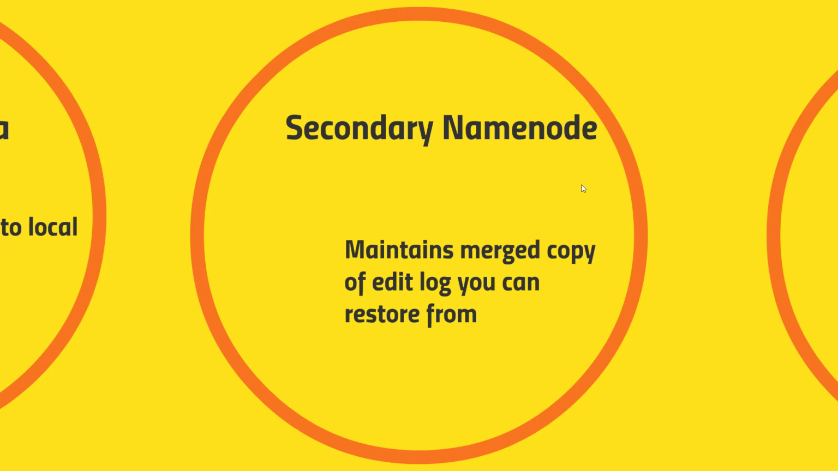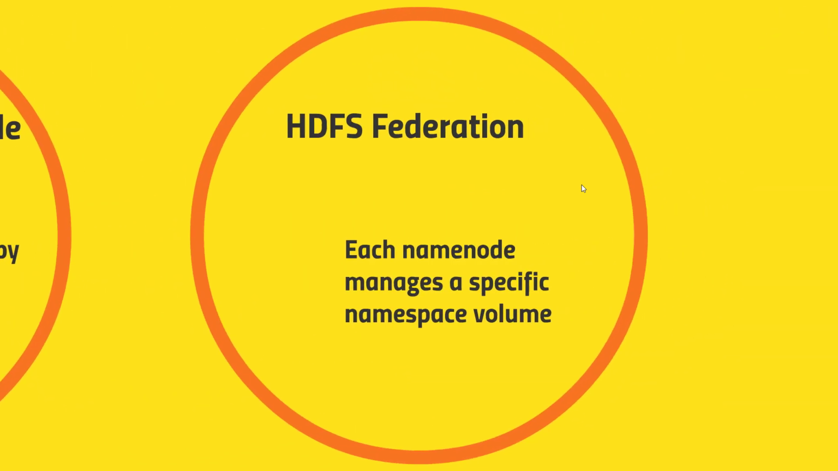So this is a little bit better than the previous situation where if you do need to restore from a failed name node, you can do so from an edit log that has a more up-to-date copy from your secondary name node, and spin that up on your secondary name node.